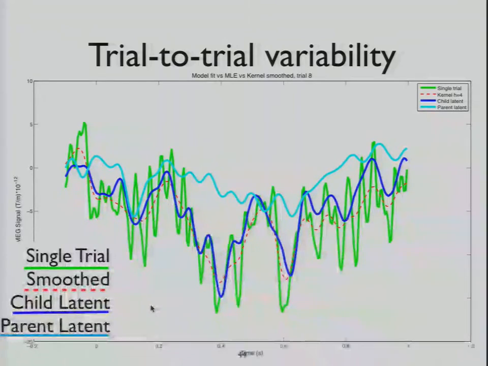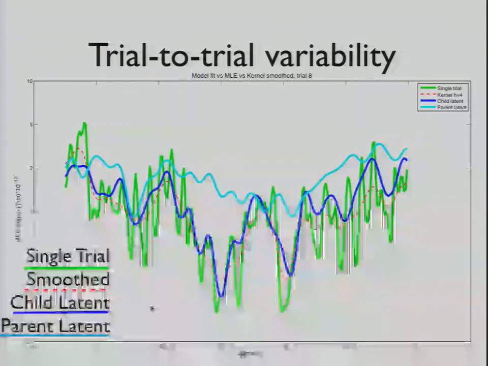So here's another case. In this case, we have a single trial that's actually closer to the mean, and so the child latent process is actually closer to the single trial than it is to the parent.